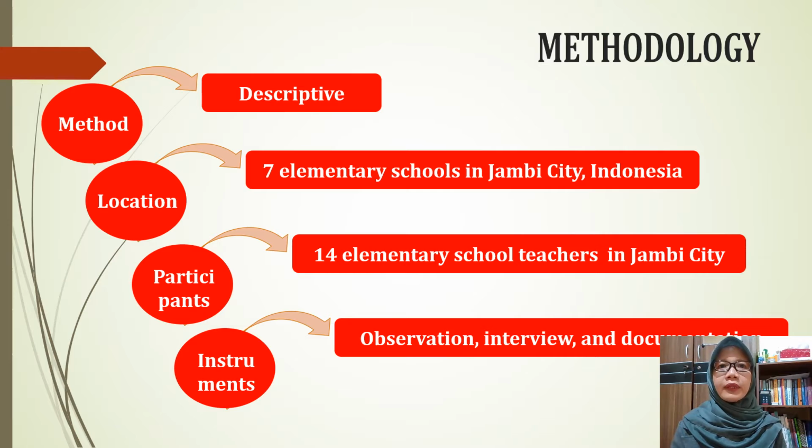The participants of this research were 14 elementary school teachers who were selected using a purposive sampling technique. The data were collected using observations, interviews, and documentation. The observations were conducted in order to directly observe the implementation of English learning in these 7 elementary schools, and the interviews were carried out to explore the reasons and the difficulties faced by the teachers in teaching English to elementary school students. The documentation was carried out by systematic review of relevant online journal articles and other related documents.